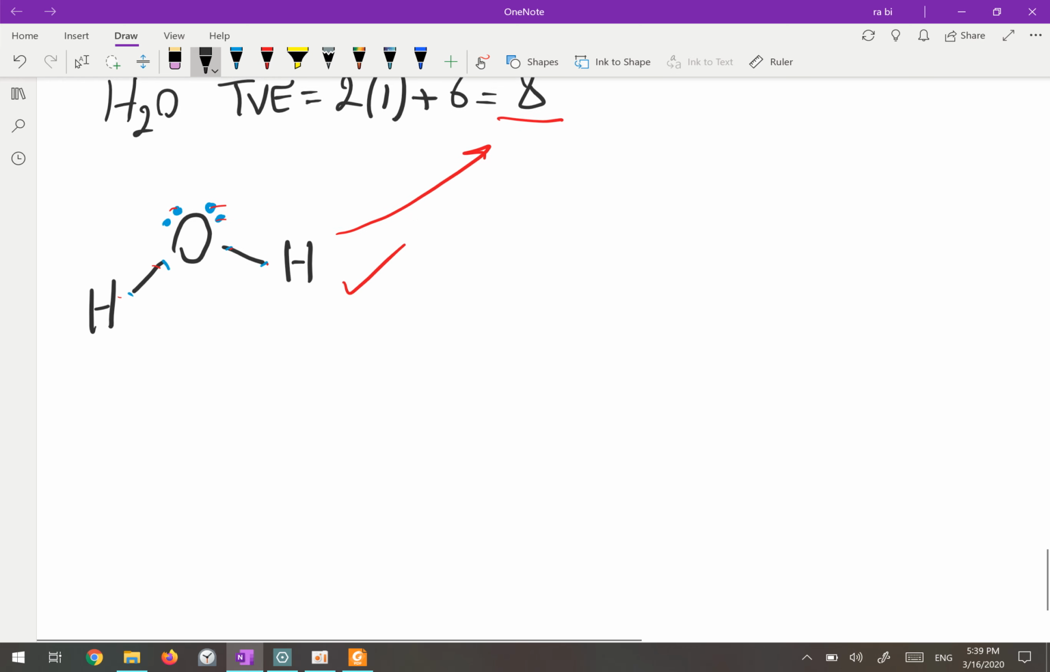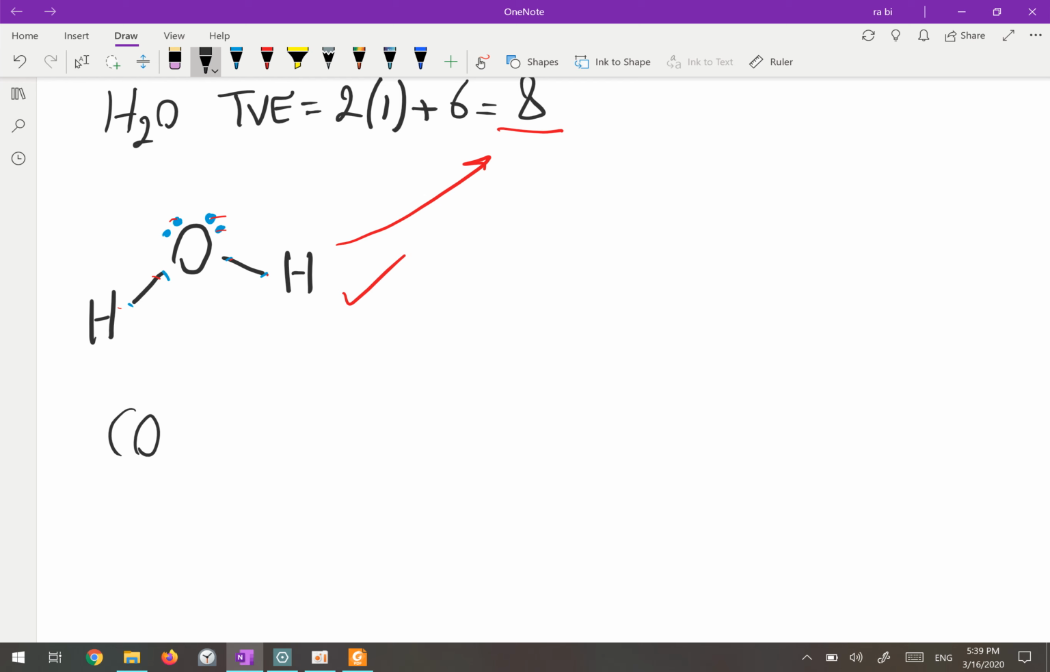Okay, the next molecule is CO2, carbon dioxide. The total valence electron for the carbon dioxide. You have 1 carbon. Carbon is in group 14, so you have 4 valence electron for that. Plus 2 oxygens. Oxygen is in group 16, so for each oxygen you have 6 valence electron. So totally you have 16 electrons in the valence layer.